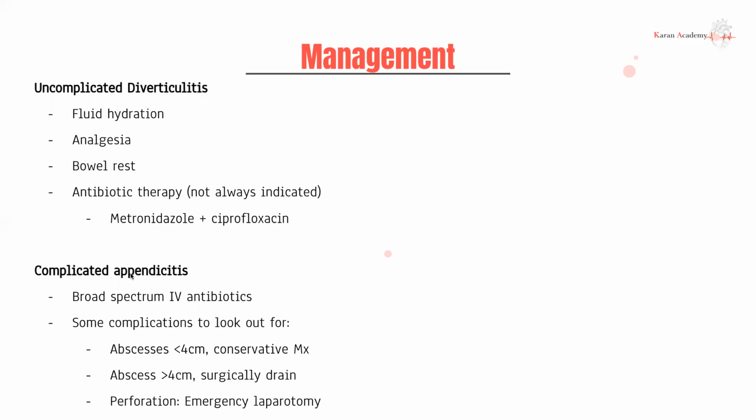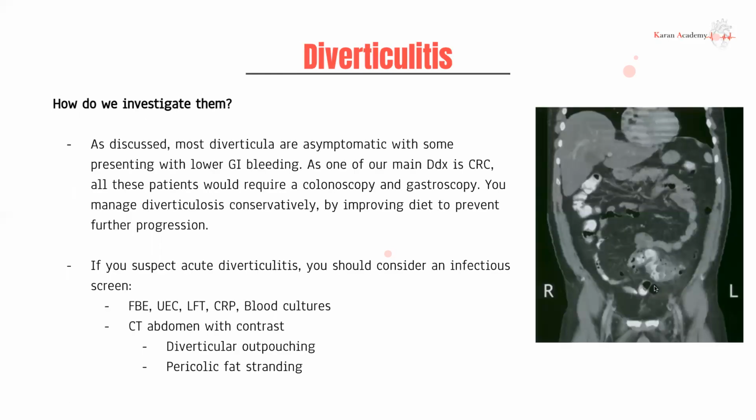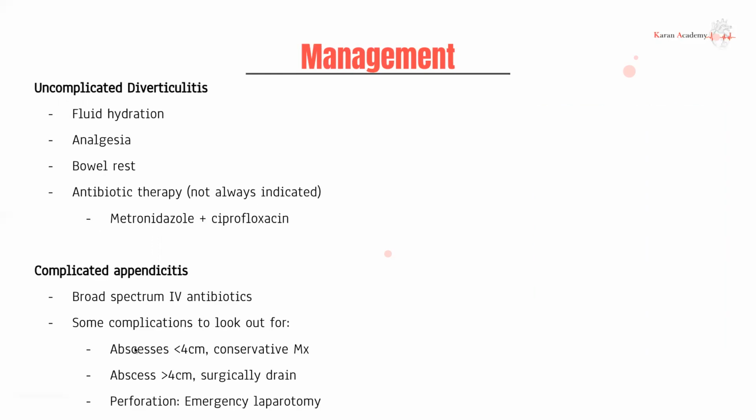So if it's complicated, which means if there's a fever, if they're systemically unwell, hemodynamic instability, changes to bowel habits, if they have underlying comorbidities, we want to start them on broad spectrum IV antibiotics, as well as look out for some complications. So abscesses are a really big one. With this, you can end up with a local collection that just sits there. And if it is less than 4 centimeters, you can manage that conservatively. Anything bigger than 4 should usually be surgically drained.